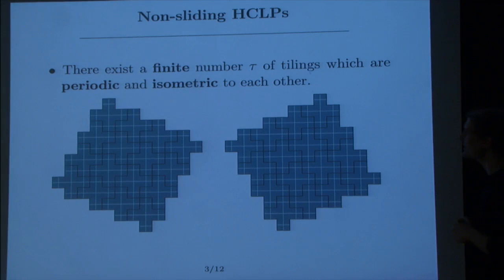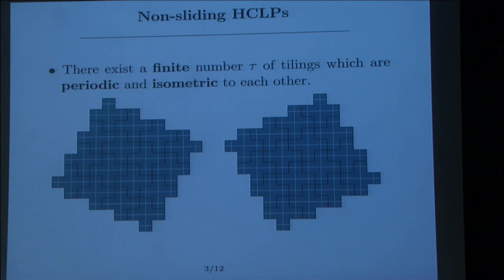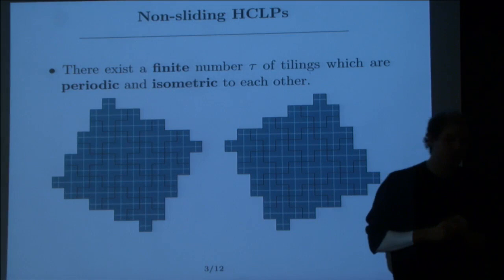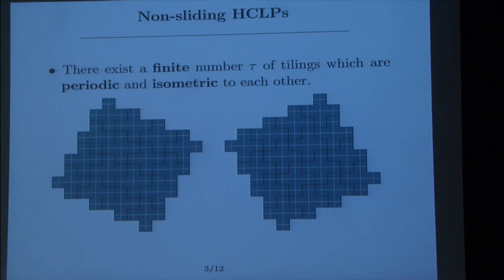There are two conditions that we require for our hardcore lattice particle systems to be non-sliding. The first is that I have to be able to tile my system with particles. What I mean by tile the system is there must exist a particle configuration in which there is no overlap between particles, such that every vertex belongs to the shape of one of the particles.